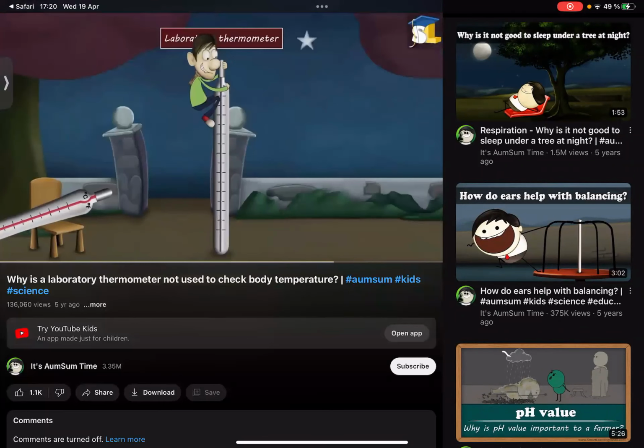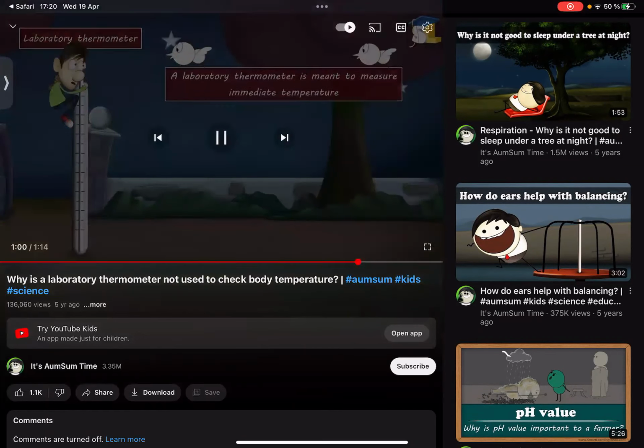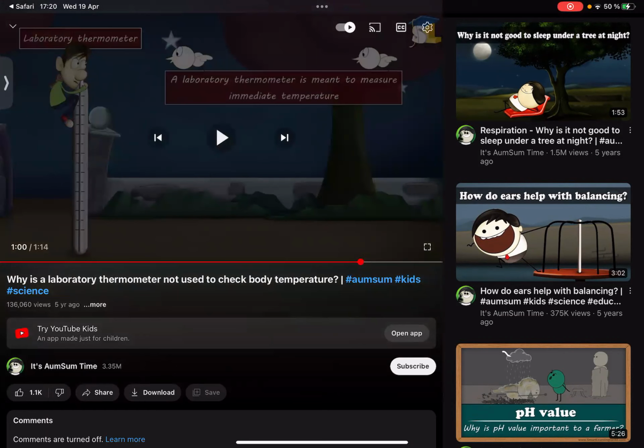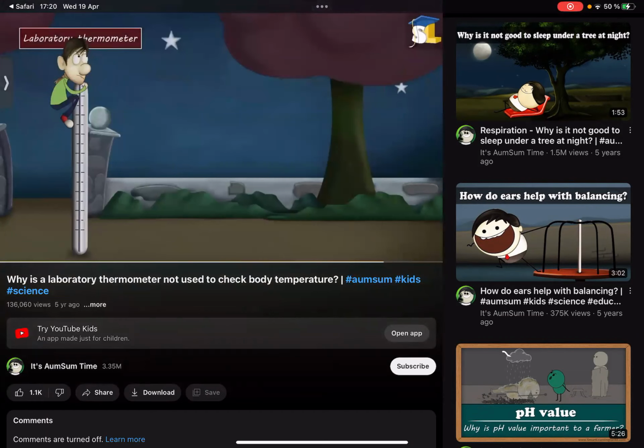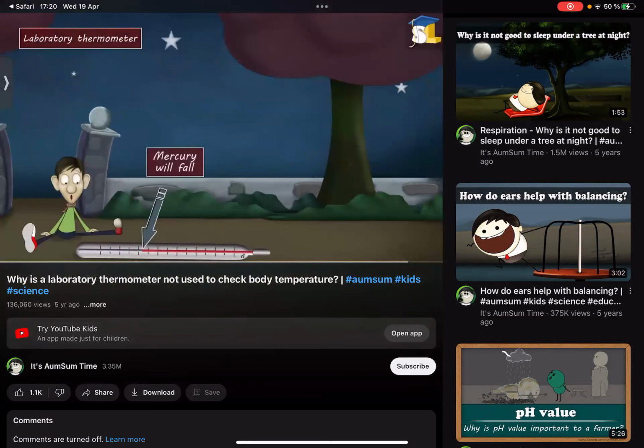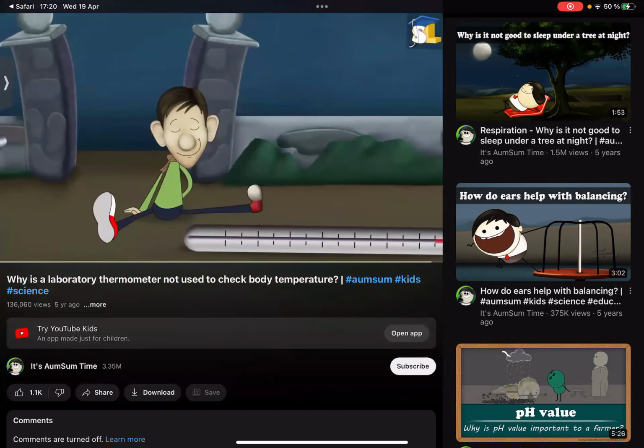Now, in a laboratory thermometer, this kink is absent. You can see in the laboratory thermometer, the kink is not there. This is because a laboratory thermometer is meant to measure immediate temperature. Hence, after recording our body temperature, until we check it, the mercury will fall, thus not giving us an accurate reading.